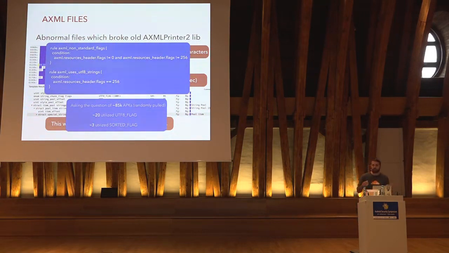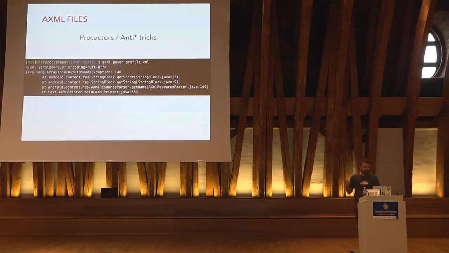And I didn't dig into exactly what are these files doing and why are they doing that, but immediately this is an interesting way to take 85,000 files and go, who's doing something a little different than everyone else? So now you have 3 files to look into that are potentially doing something weird. And then you have 20 that are specifically doing something a little strange that used to break a lot of analysis tools. We also see that there were more protectors and anti-tricks.